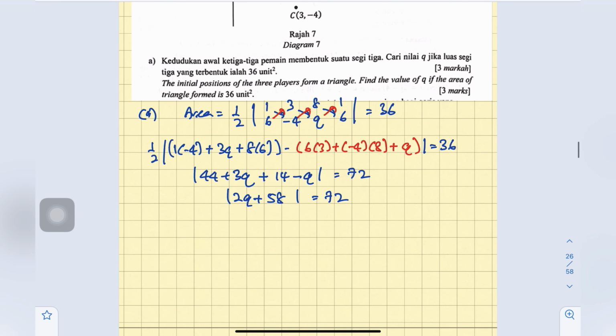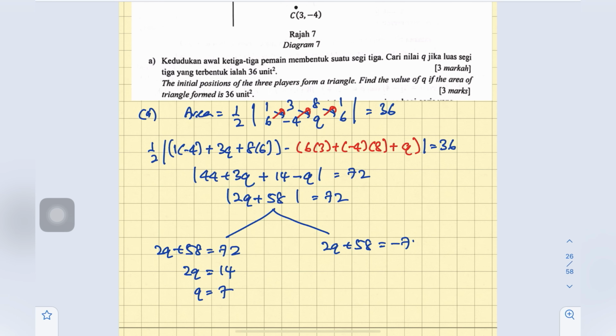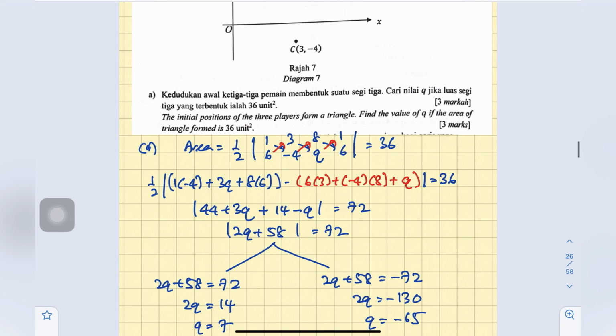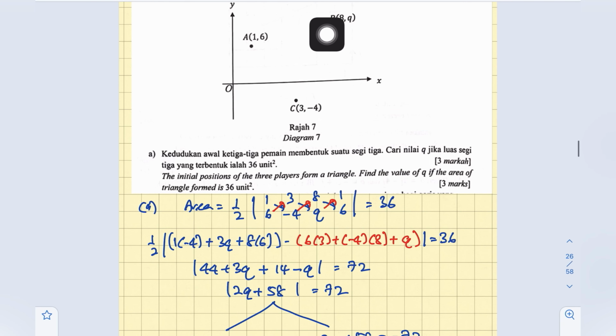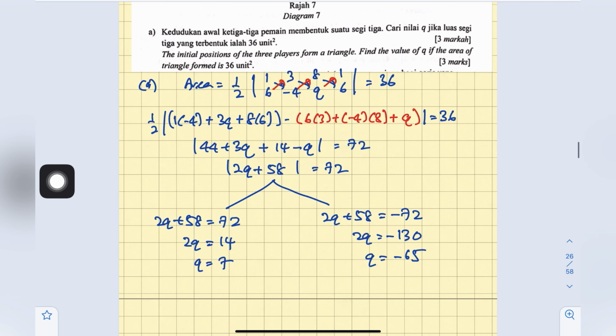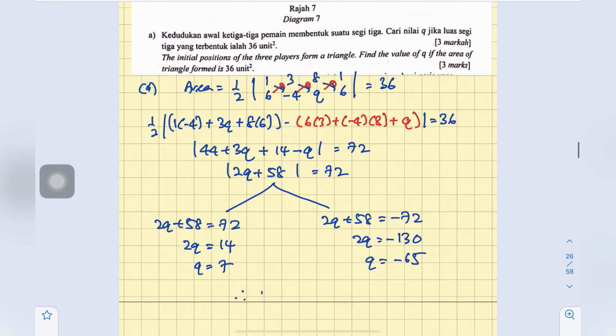Dia ada dua sebab positif negatif. 2q plus 58 is 72, so 2q equals to 14, q equals to 7. Lagi satu, 2q plus 58 equals to negative 72, so 2q equals to negative 130 and q equals to negative 65. Kalau kita tengok position Q just now, Q kat sini kan. So kita choose q equals to 7.